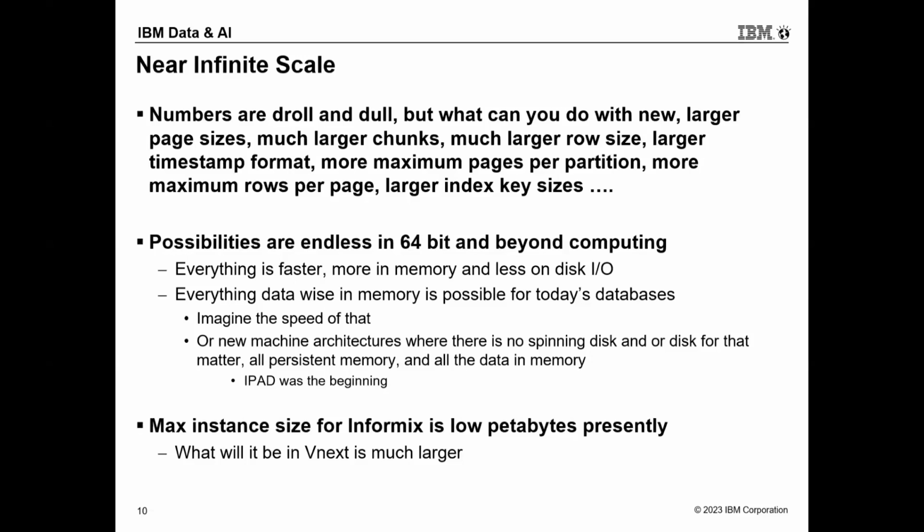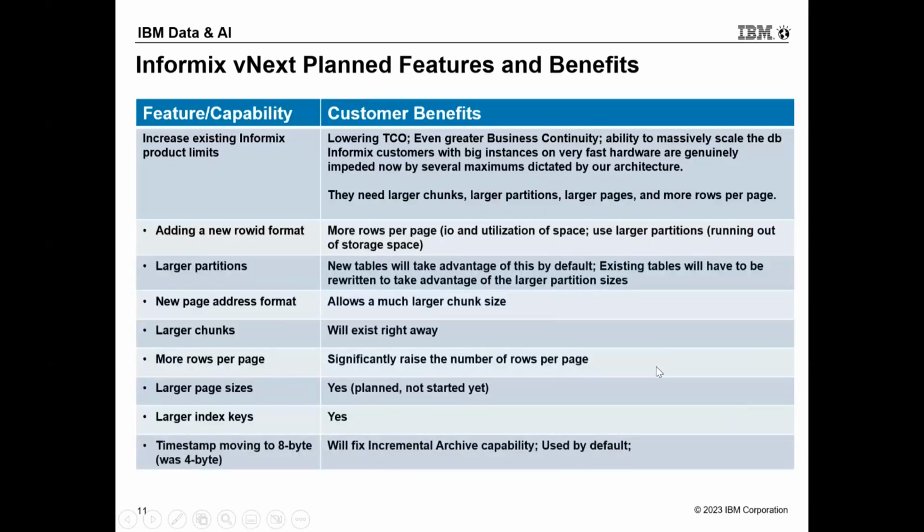The maximum instance size for Informix is in low petabytes presently. What it will be in VNext will be much larger. So the next several slides, we'll look at some of the items. There's about 32 of them listed here that will be in the next release, if not the first sub-release of VNext, certainly the second or third, depending on the development time cycle.